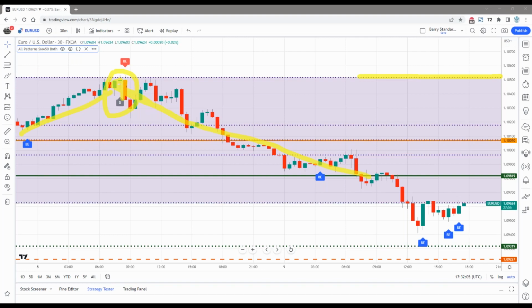And this is a live chart. I'm not making this up or making this chart for you. This is the live Euro US dollar chart. It's my teaching chart, but it just happened. This is what's happening today.